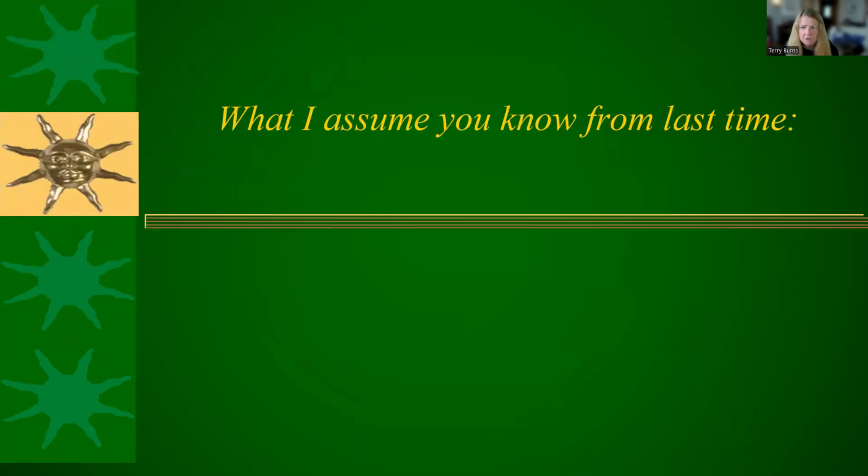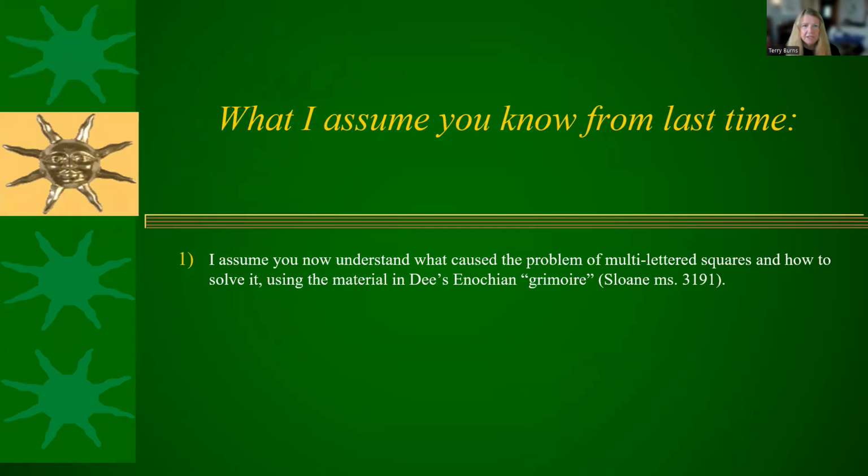So what I assume you know from that last video is that you understand what caused the problem of multi-lettered squares and how to solve it using material from Dee's Enochian grimoire. That is Sloane Manuscript 3191. If you have Kevin Klein's Complete Mystical Records of John Dee, it's in there. I'm also going to be referring to Casaubon's True and Faithful Relation. That comes from the Cotton Appendix manuscripts. They're also in Klein.